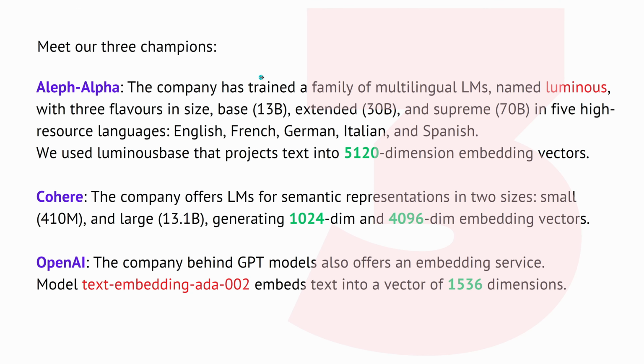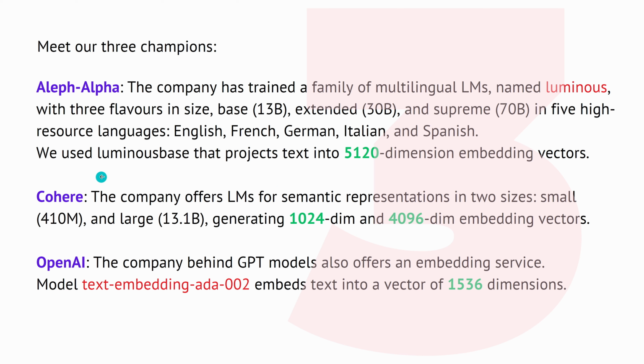So, our 3 champions. Aleph Alpha is a company for multilingual LLMs. Their system is called Luminous, and they have different sizes: 13 billion free trainable parameters, 30 billion, and 70 billion. They have 5 languages: English, French, German, Italian, and Spanish. And if you think about the dimensionality of their vector, the complexity of the vector space, they have an encoding in a 5120 dimensional representation where they have their vector embeddings.